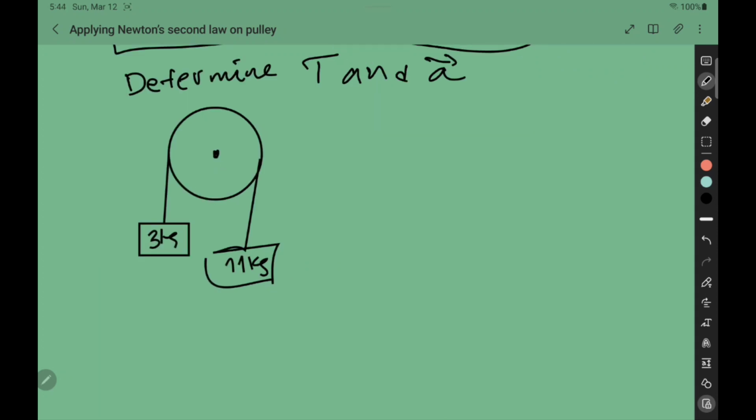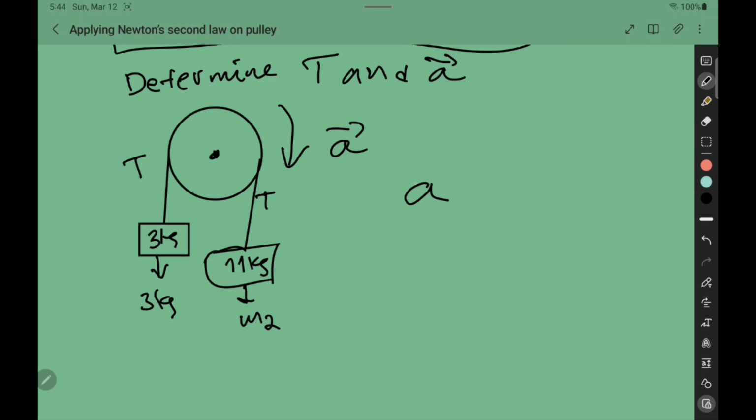Here we have two masses. This massless pulley on a massless string is just arranged like this. So this mass 2 is maybe 11 kilograms, and this one is 3 kilograms. So there's a tension here and a tension here. The system is accelerating this way. Now you are looking for the acceleration.